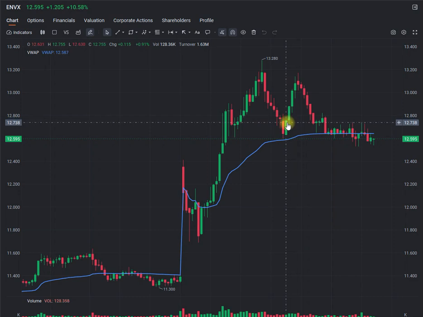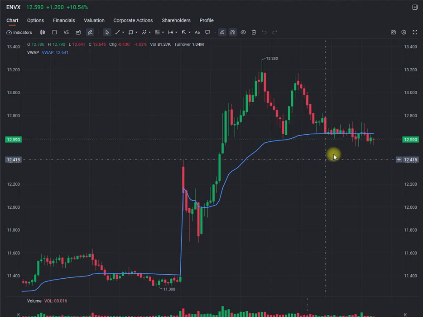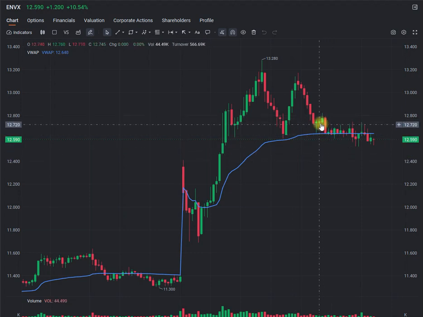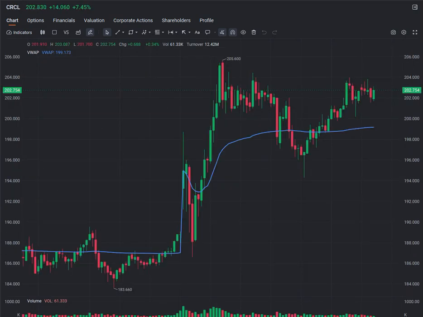Doesn't look like a bad idea. It's not a great idea, but it's not a bad idea. What I don't like is to see wicks on the upside and wicks on the downside. Again, nothing is perfect, so that's a potential trade. Circle is always a potential trade.